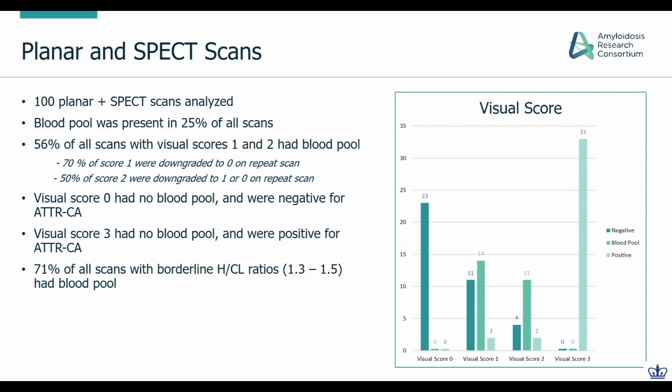So a total of about 60% of patients by visual score only were negative, and 40% were positive for PYP imaging. Then we looked at about 100 patients who had planar and SPECT scans analyzed. We found the ones who had a 0 score had no blood pool. The ones who had a score of 3 had no blood pool. So blood pool was present in scores of 1 and 2. And among those patients, 56% of the patients who had a visual score of 1 and 2 had blood pool on their scans. So it's important, again, that patients with a score of 1 and 2 get SPECT imaging.